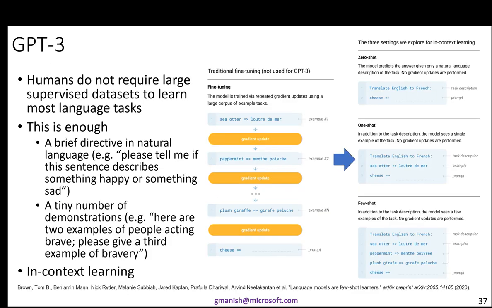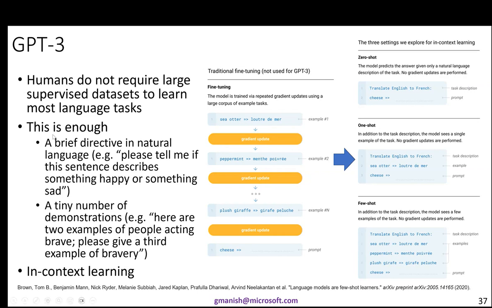The idea is that so far, traditional machine learning, and all machine learning so far, has been task specific, task based. I want to do this task, I get labeled data for that task, and I train that model. But humans don't do it this way. Humans do not require large supervised datasets to learn language tasks. You just tell them this is the task, this is how the task is done using 2 or 3 examples, and the person learns how to do the task really quickly.